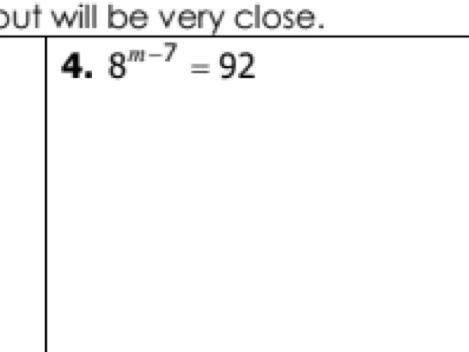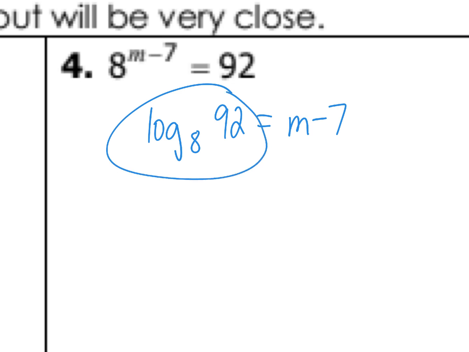Okay, how'd you set this up? Log base 8 of 92 equals m minus 7. Perfect. Okay, the exponential was isolated, so we set up our log. When you type this left side in, what do you type in? Log 92 over log 8. Good. Log 92 divided by log 8. What is that? 2.2. 2.17.